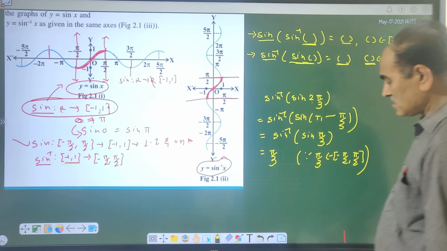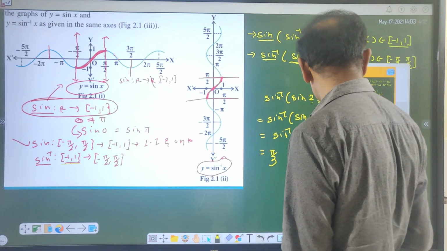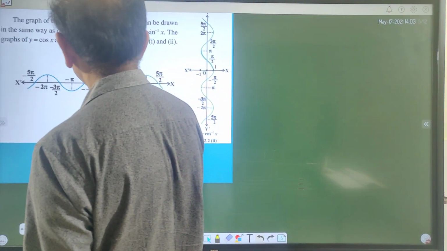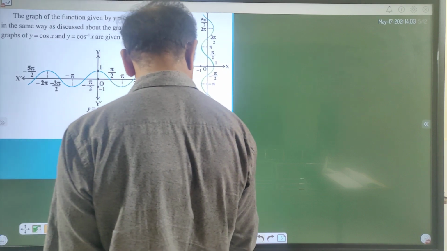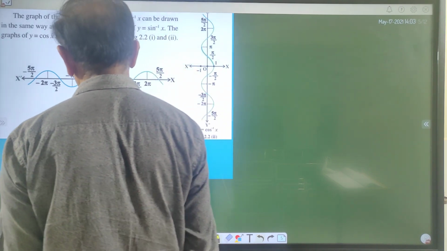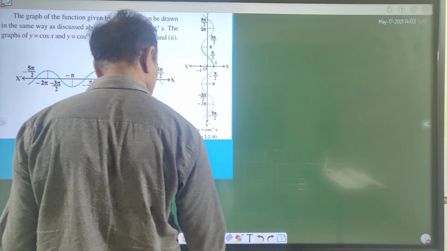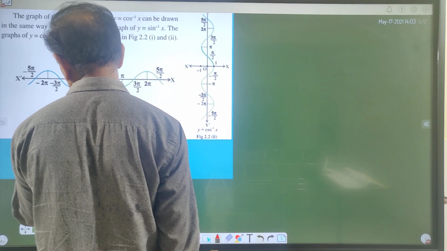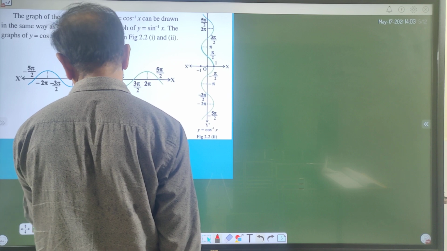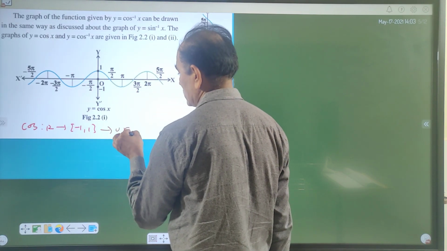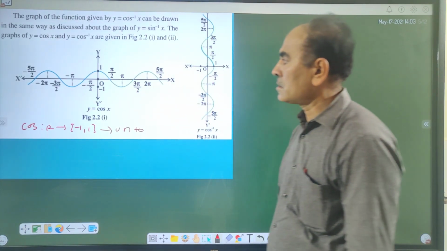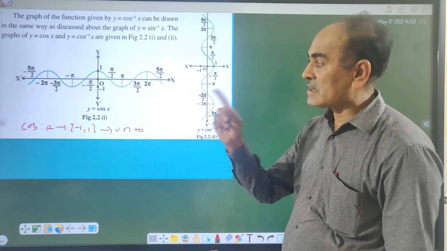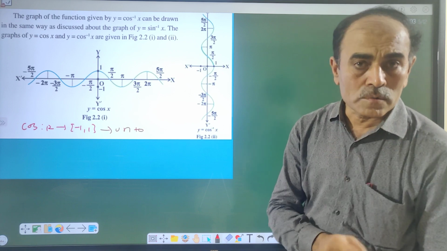Yes. Now let us see the next definition, for cos inverse. See here. Once again, see, we know that cos from R to the closed interval minus 1 to 1 is an onto function. That means cos inverse exists only when it is one-one and onto.